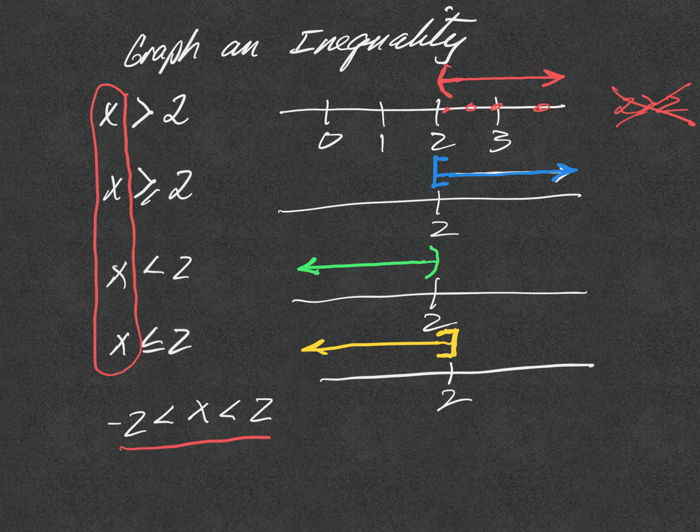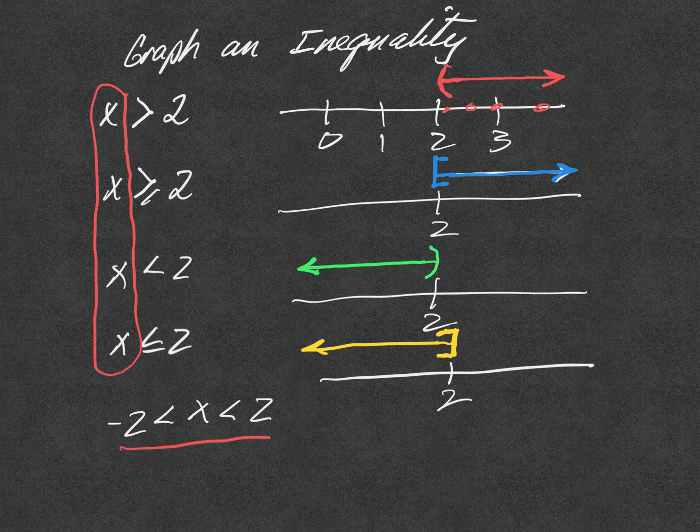Now, there's a reason I'm using brackets and parentheses instead of open and closed circles. If you use open and closed circles on a test, that's fine. But like I said, there is a reason I am doing this. We're going to look at that reason in just a moment.